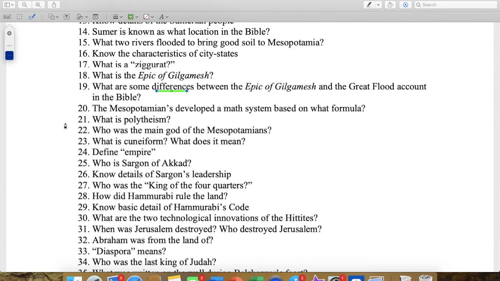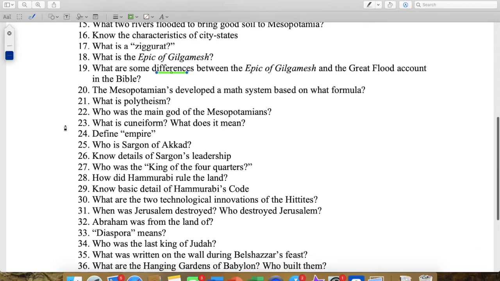Number 20, the Mesopotamians developed a math system based on what formula? Number 21, what is polytheism? Again, very simple term. You guys know these things, but we have to ask the questions just to confirm that. Number 22, who was the main god of the Mesopotamians?